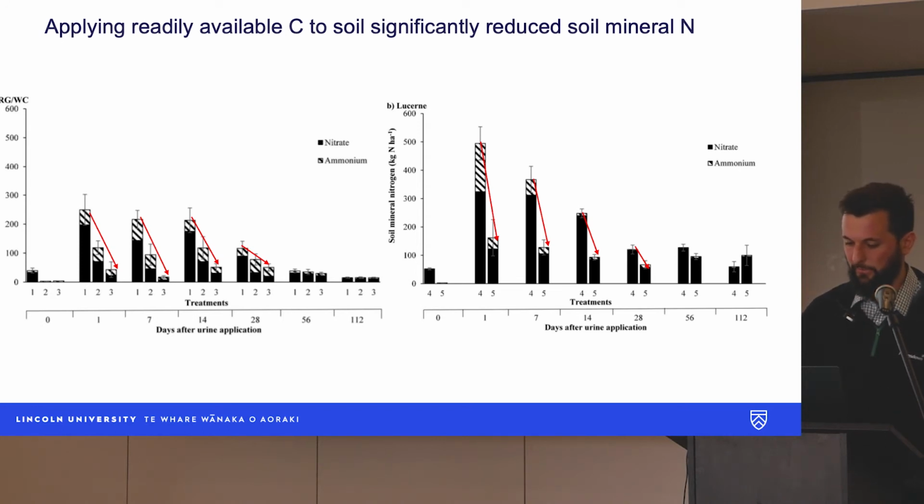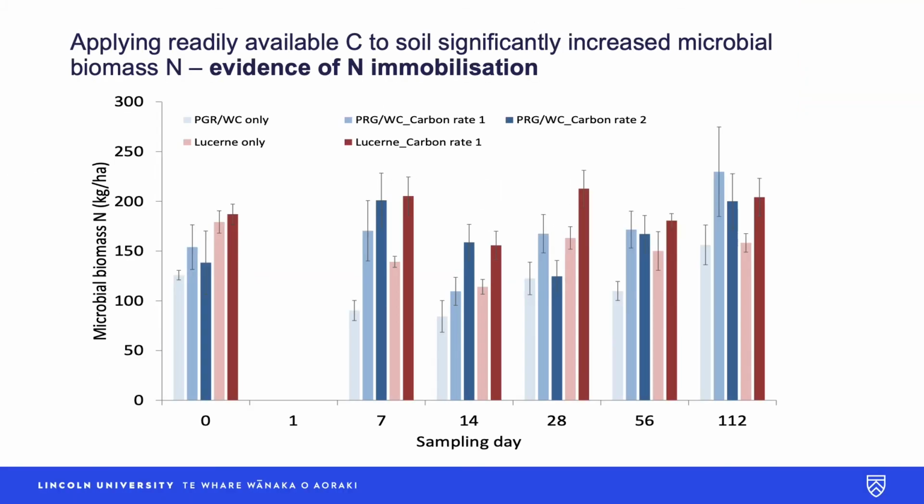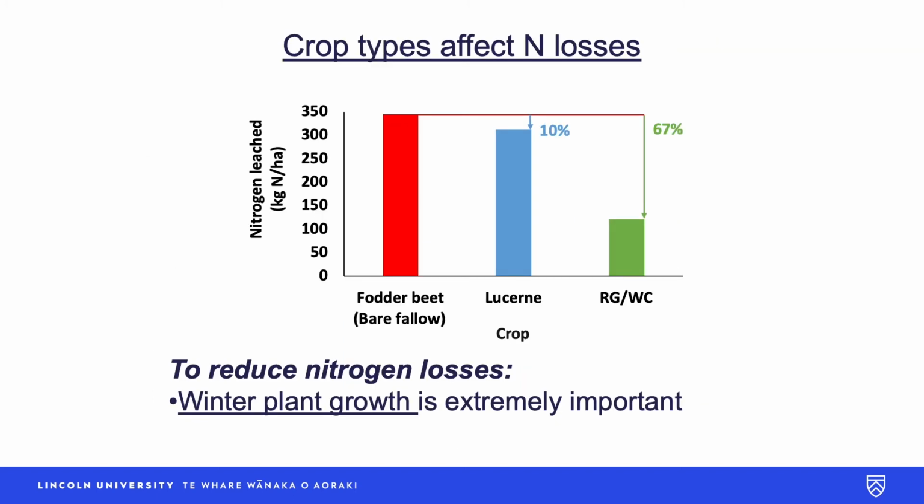Same again with the lucerne. Here's some data from Brendon and his team. We looked at the microbial biomass N. Nitrogen's not been leached, it's not in the mineral N, so where is it? The microbial biomass N is significantly higher under the carbon treatments. So carbon is stimulating microbial growth, which is sucking up more nitrogen, reducing soil mineral N and subsequently nitrogen losses. So from that first year, the crop type we saw really significantly affected nitrogen losses.